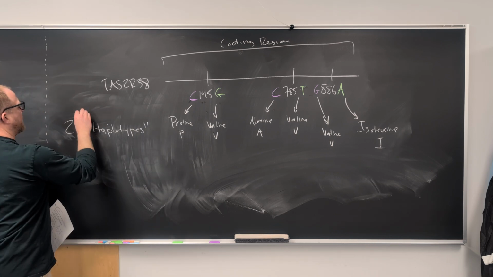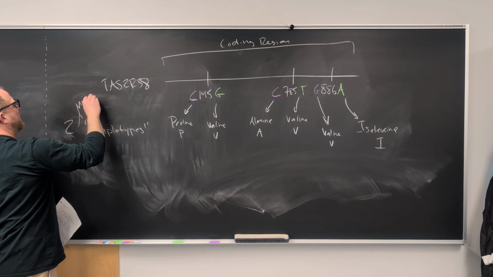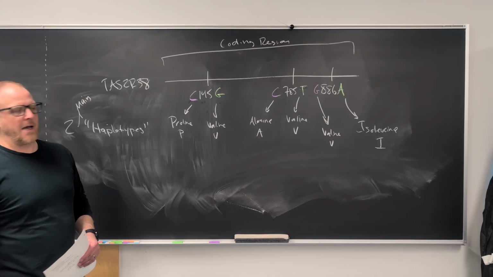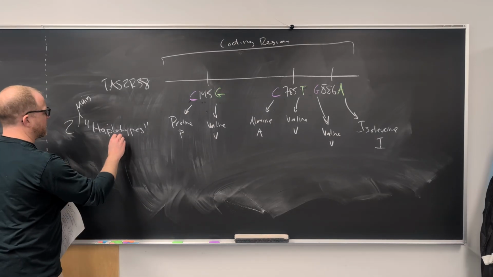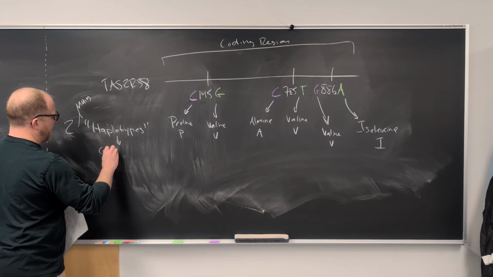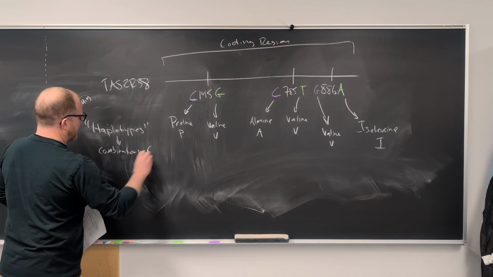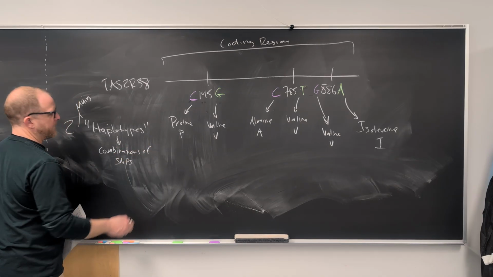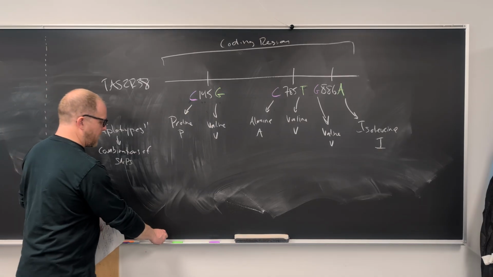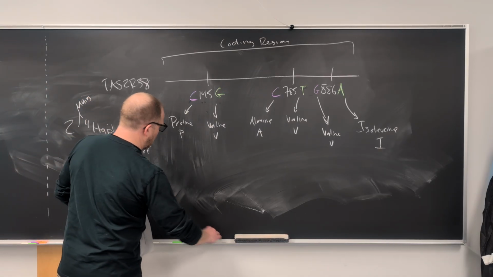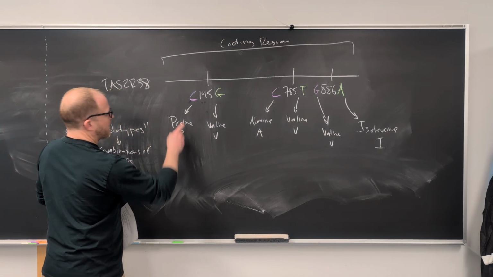We'll give this a qualifier: two main, or two common, haplotypes for this gene. Haplotypes is really just fancy science for combinations of SNPs. I've color coded these to make it a little more clear. Haplotype number 1 is all the purple SNPs.